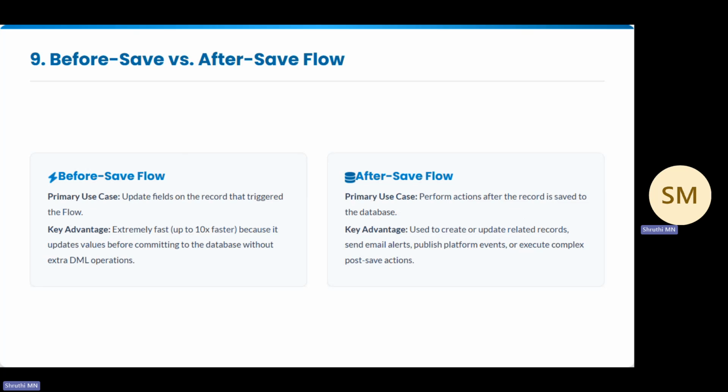An after save flow is used when we need to perform actions after the record has been saved. For example, create a related task, update another record, send a notification. So remember, before save primarily updates the triggering record. After save performs additional actions, especially involving related records or post save operations.